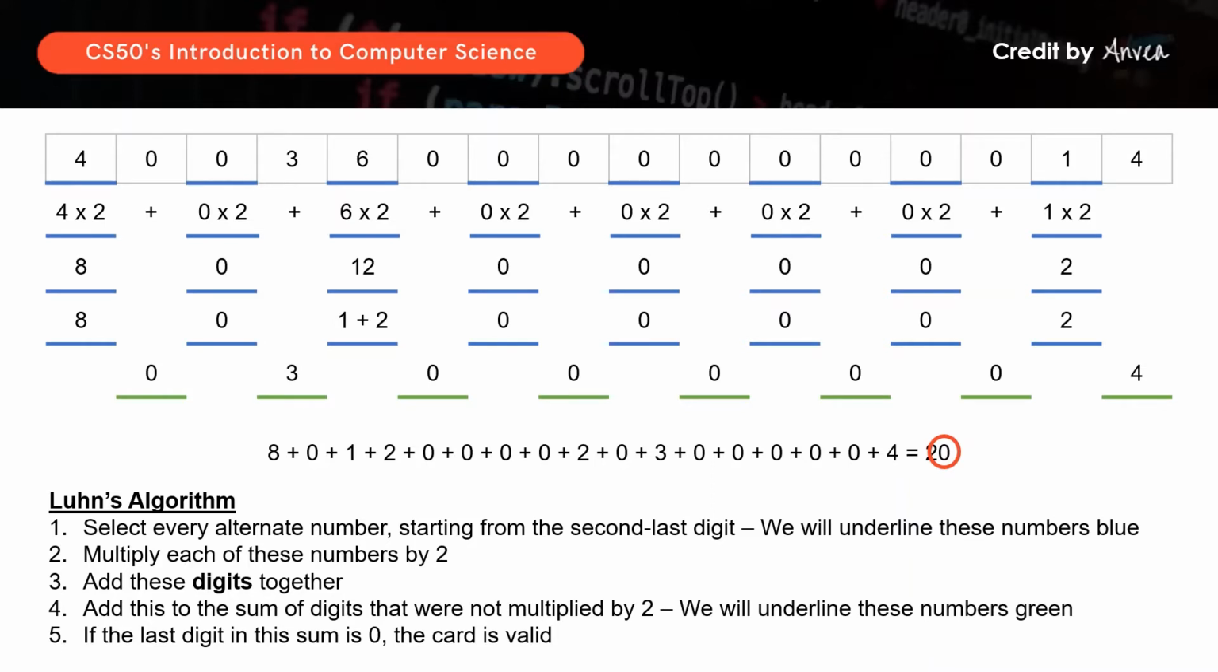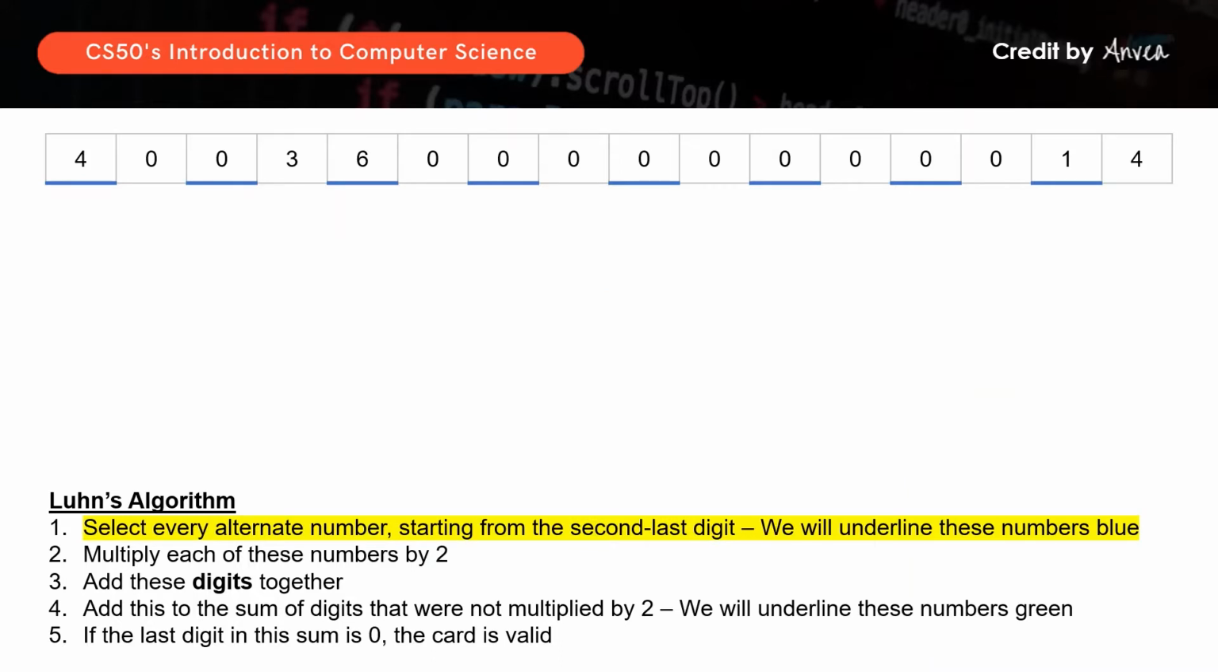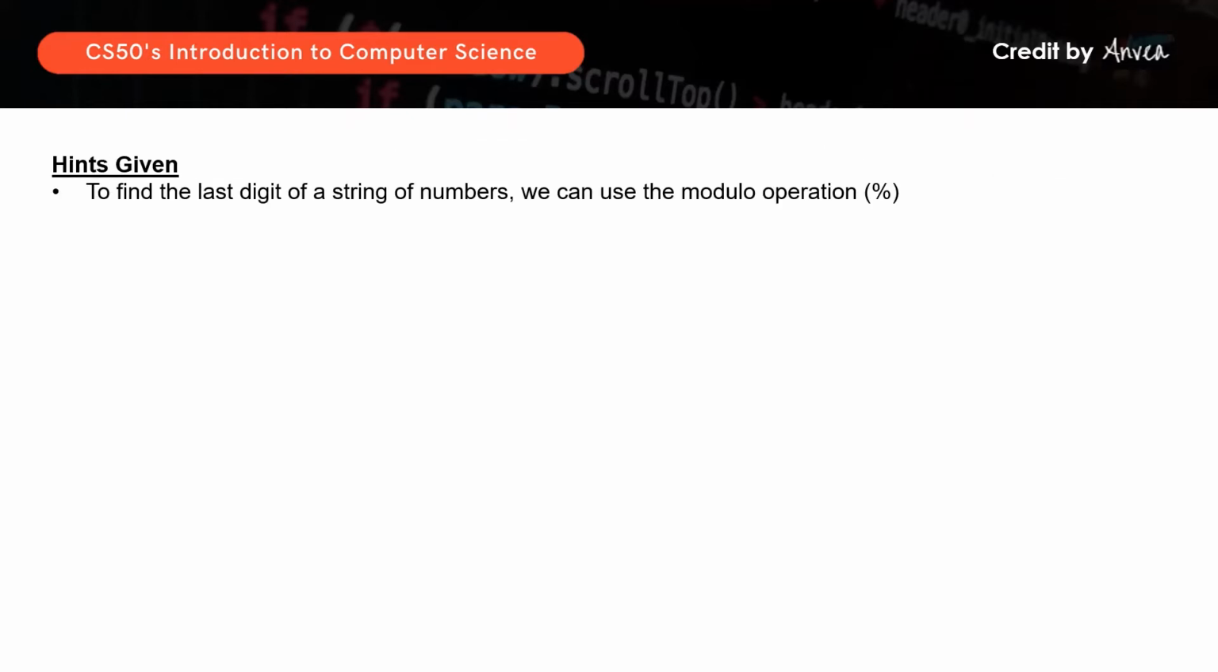So now we need to write all these by code, and I know it seems like a lot, so let's go step by step. Firstly, we need to pick out every alternate number starting from the second last digit. In the credit problem set walkthrough video, we are given a hint to use the modulo operation, which is represented by the percentage sign, to find the last digit of a string of numbers. I know we need to find the second last digit, but this will give us an idea of how to do that.